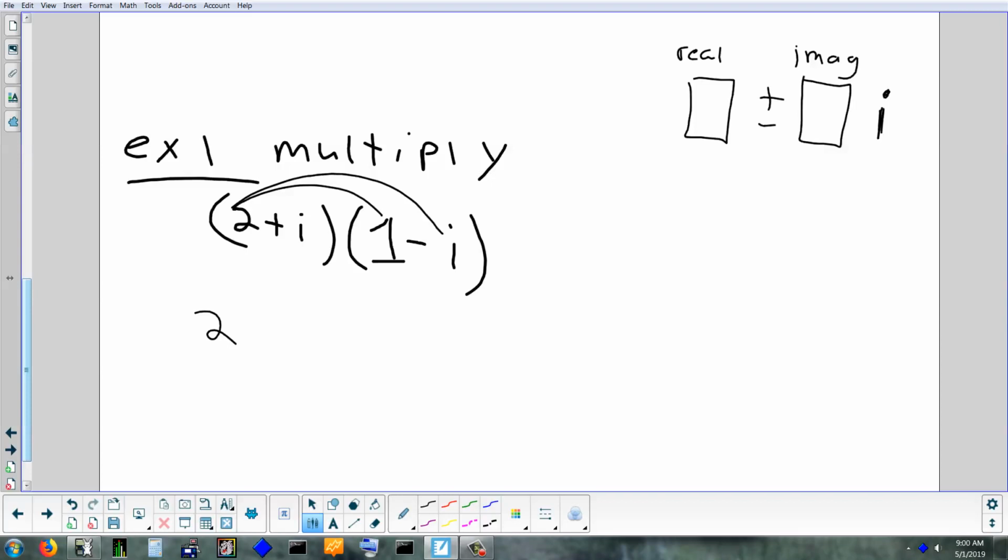So if you know what 2 times negative x would be, then you should know what 2 times negative i would be. It's the same idea. Right? So what's 2 times negative i going to come out to? Negative 2i. Yep.